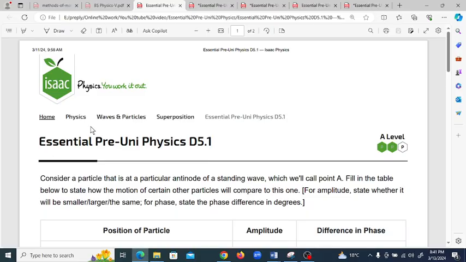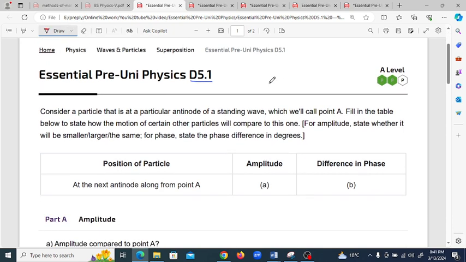Hello dear students, in this video I'm going to solve Isaac Physics Pre-Uni D5.1. So the question is D5.1. Let me read the question first, then I will explain. Consider a particle that is at an antinode of a stationary wave, which we will call point A. Fill in the table below to state how the motion of certain other particles will compare to this one.